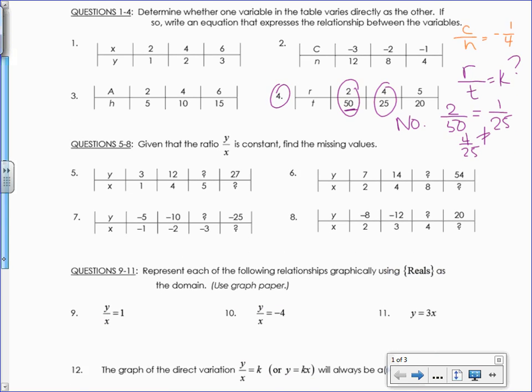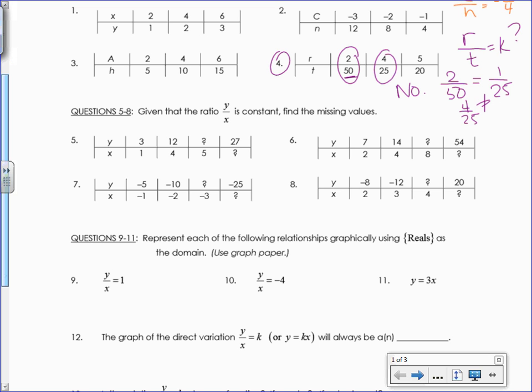For number 6 and 8, they're straight up telling us that it is direct. So we know for a fact that when I divide y over x, I should get my k, my constant of variation. So for 6, I'm looking for 2 values. I'm looking up here, and I'm going to call that a, just because I think a's are easier to work with than question marks. And I'll call this one b, because I have 2 different things to find.